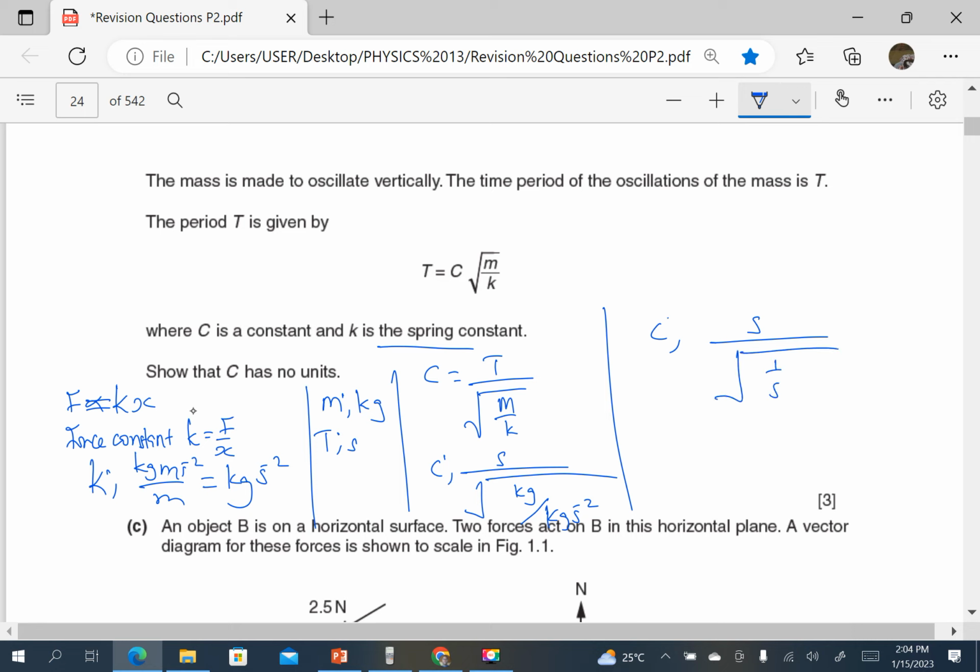So the base units of C are now seconds divided by the square root of, kilogram having cancelled out, 1 over s to the power -2. 1 over s to the power -2 is the same as s squared, you get the reciprocal of that. Then the square cancels with the square root, so you get s over s, and s over s cancels. You simply conclude that C has no units.